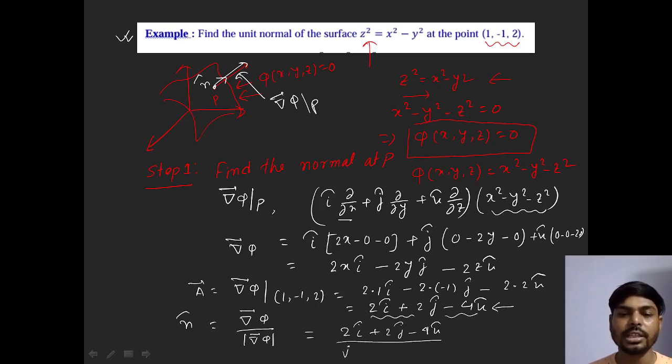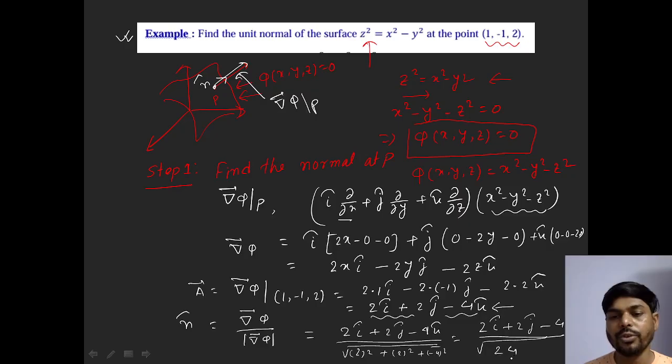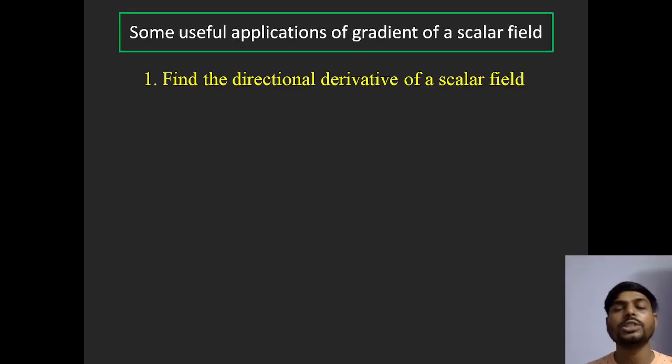The magnitude of a vector is nothing but the root of the sum of the squares of the coefficients of i cap, j cap and k cap, that is 2 square plus 2 square plus 4 square. This gives you 2 i cap plus 2 j cap minus 4 k cap divided by root of 4 plus 4 plus 16, that is root 24. That is the answer.